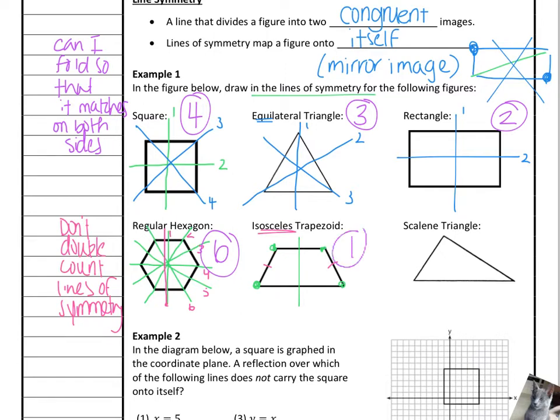And now for this scalene triangle, all sides are different, 0 congruent sides. So if there are 0 congruent sides, well, I can't cut it down the middle, can't cut it down the middle through a vertex. So in fact, there are, if I can erase all of this, 0 lines of symmetry.